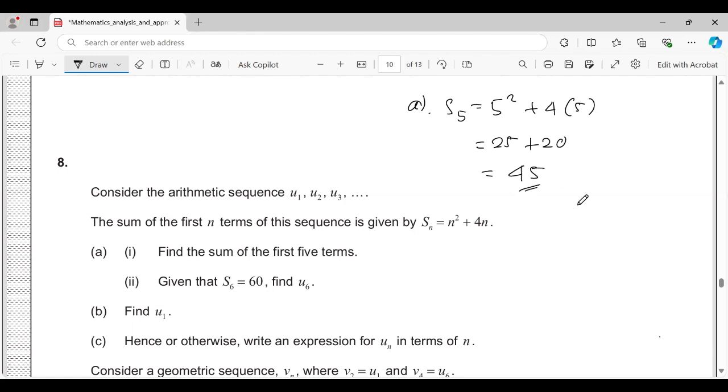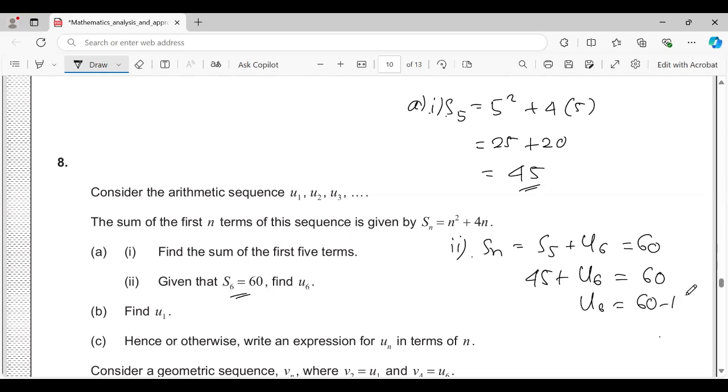So this is S5. Given that S6 equals 60, find U6. Number 2, U6. S5 plus U6 equals 60, according to this information. So S5 equals 45, so 45 plus U6 equals 60. U6 equals 60 minus 45, 15. That's U6.